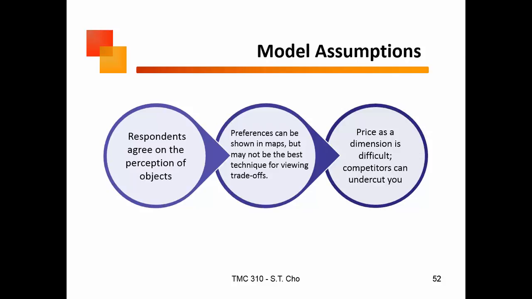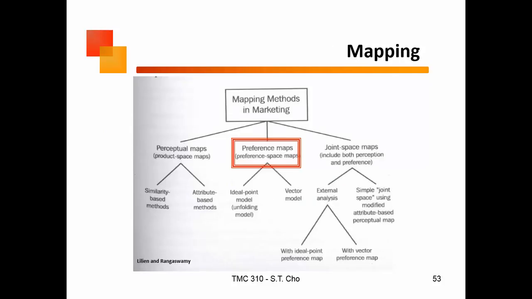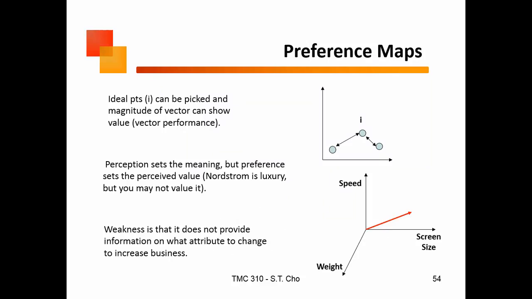In terms of variables, price is always a difficult one to map out, because customers can always undercut you and become stronger on price. But the preferences are shown in the map. We talked about product features in the other map. Well, preference maps are about what it is that customers like.